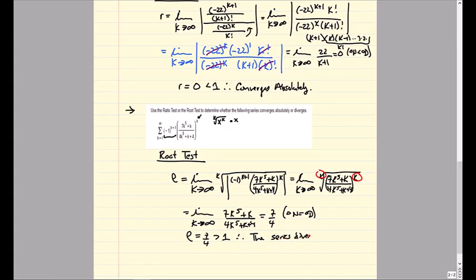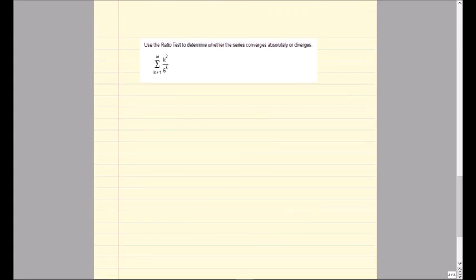Now I could have tried to use an alternating series on this and establish that this is non-increasing, but that would be really difficult to do. This one lends itself really nicely to the root test. So this one, I can use the ratio test, it says. So let's go ahead and follow those instructions.